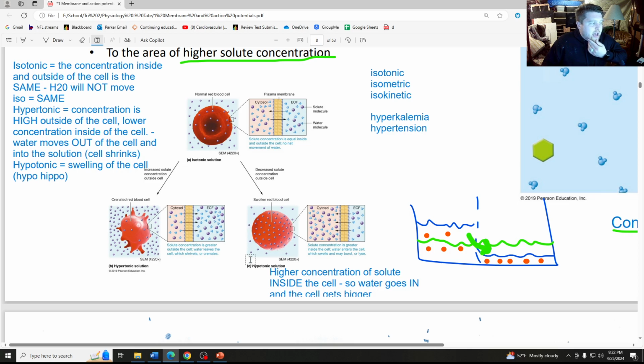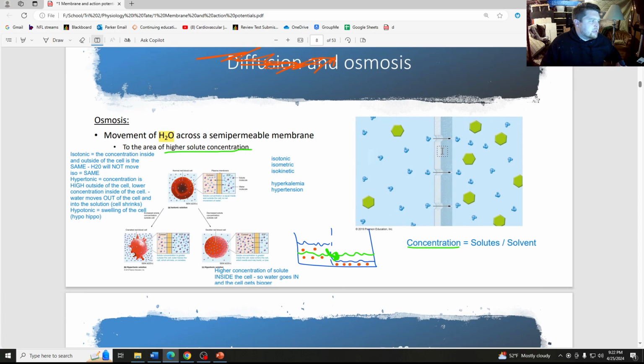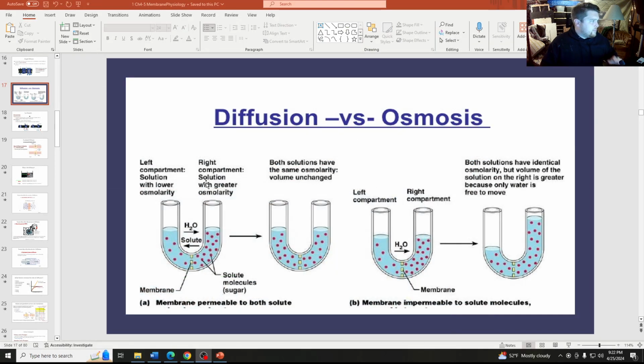Then the opposite of that, hypotonic, means that the outside solution is going to have a lower concentration than inside of the cell. And again, it tries to balance it. So the cell is going to absorb water, or water is going to move into the cell in order to balance out the concentrations. And that we get swelling of the cell. A trick that I remember for that is a hypotonic solution swells up big like a hippo. That's the way that I remember it. It seems to be the easiest way to remember that for me.